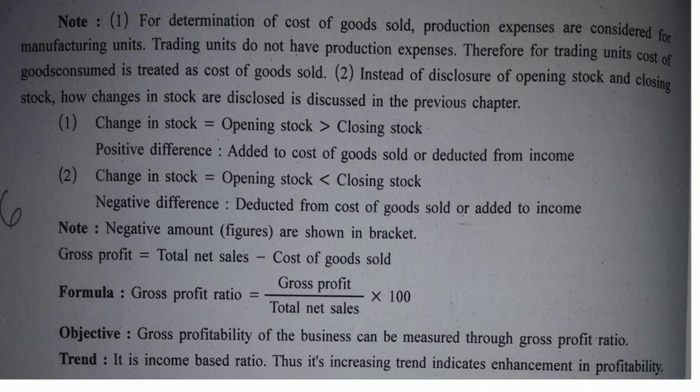So here, if you will see on your screen, the formula for gross profit ratio is given. Gross profit upon total net sales into 100. This is the formula for calculating gross profit ratio. I repeat, gross profit ratio equals gross profit upon total net sales into 100.